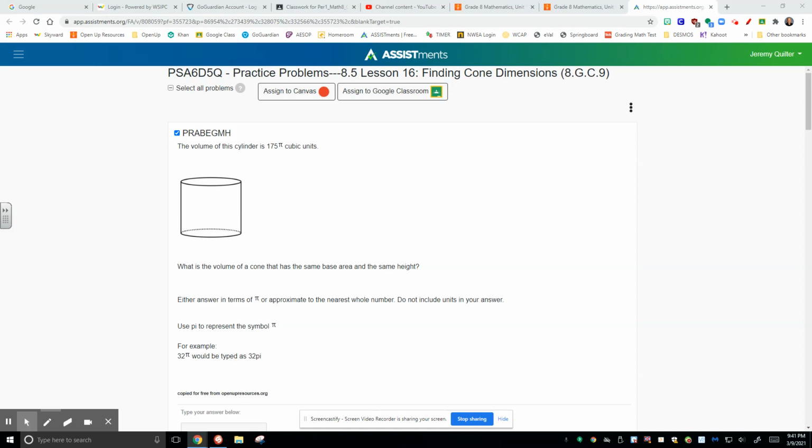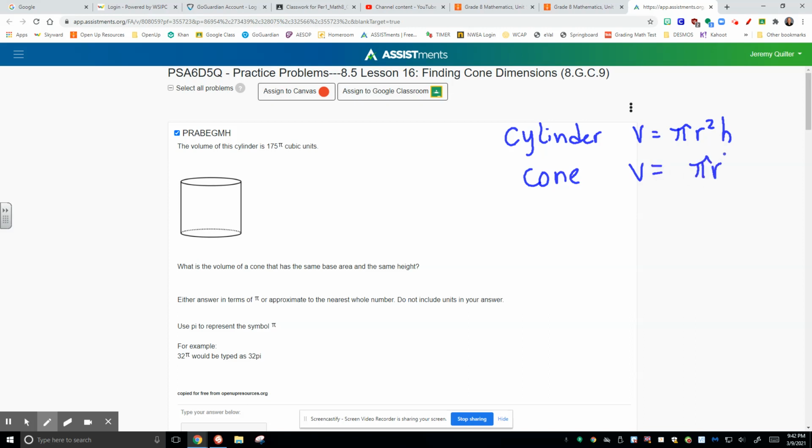Remember that a cylinder has a volume. The volume of a cylinder is equal to pi times the radius squared times its height. And the volume of a cone is really very similar to that. The volume is equal to the area of the base, both of them having the area of a circle for the base. Both of them we have to multiply by the height because we need that three-dimensional piece.